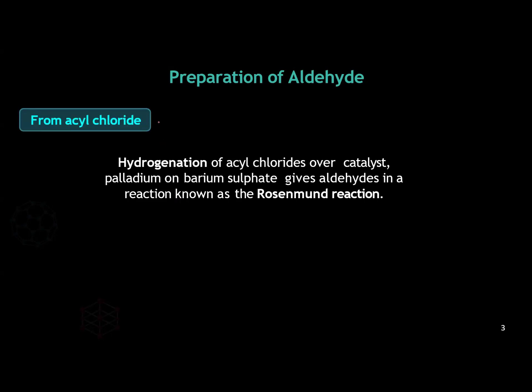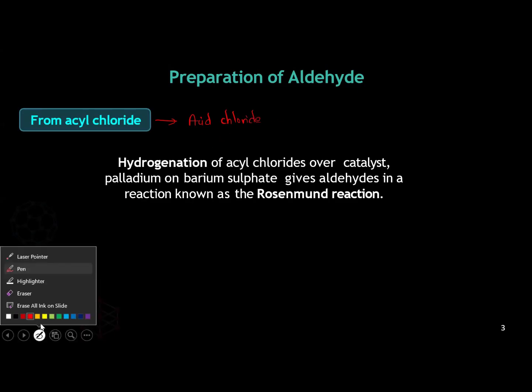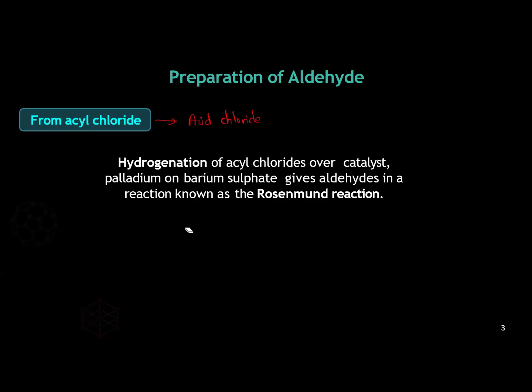This acyl chloride is also known as the acid chloride. Remember, the acyl chloride is also known as the acid chloride. So what is this acyl chloride? Hydrogenation of acyl chloride over a catalyst, that is palladium on barium sulfate, gives aldehydes in a reaction known as the Rosenmund reaction. Just remember, this is another very important named reaction, the Rosenmund reaction. So what does this reaction say?